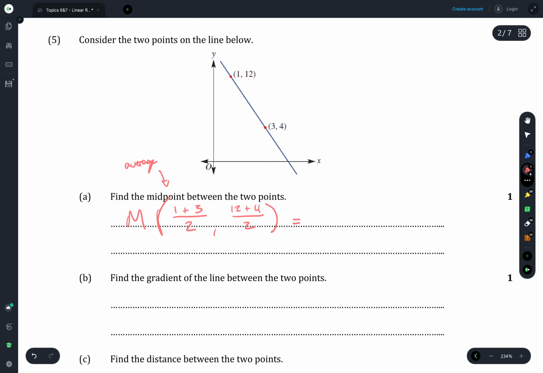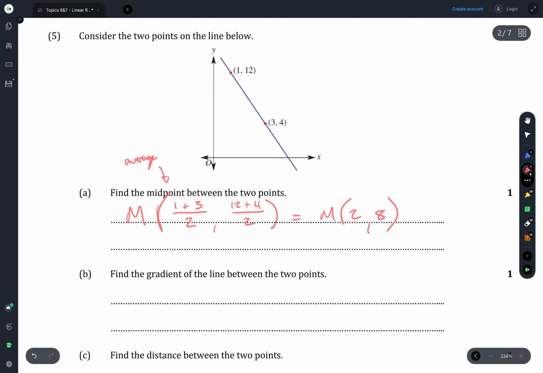And then once we simplify that, well, 1 plus 3 is 4. And 4 divided by 2 is 2. And then 12 plus 4 is 16. Divided by 2 is 8. So we have 2, 8. And that's the midpoint. And the idea is if we were to plot this point, 2, 8, it will be right in the middle. So that's 2, 8.